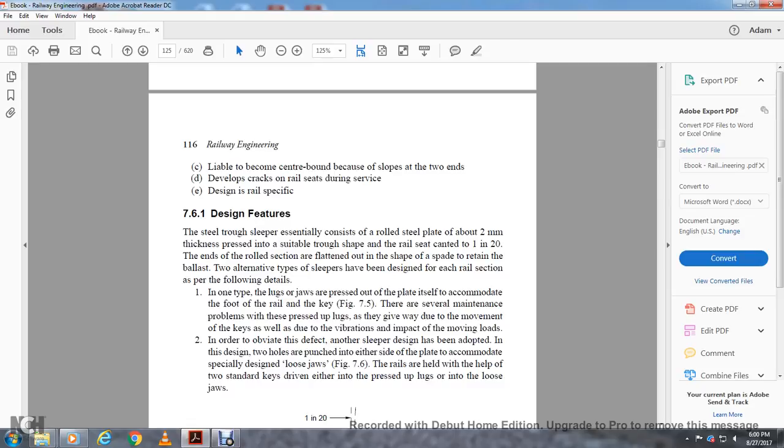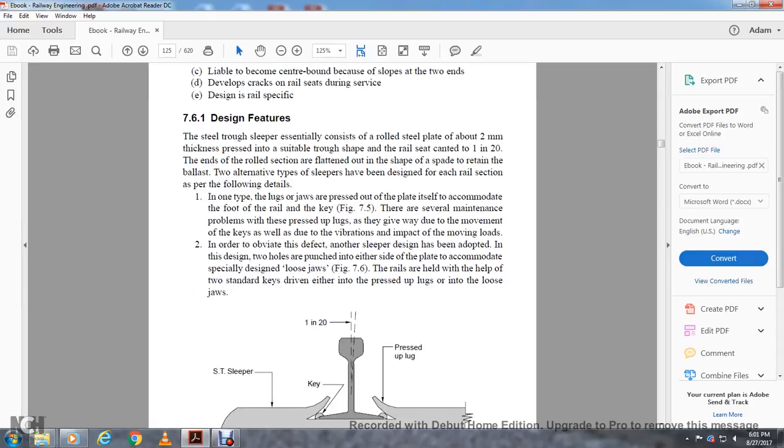In one type, the lugs with the jaw head are pressed over the plate itself to accommodate the foot of the rail and the key. There were maintenance problems with these plastic plugs, as they give way with the movement of the key and the vibration and impact of moving loads. To obviate this defect, another sleeper design has been adopted, designed to hold a punch on either side of the plate and accommodate a special design of loose jaw. The rails are held by keys driven in on either side into the pressed-up lugs or the loose jaws.